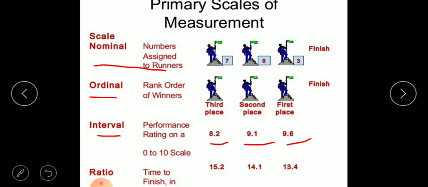And lastly, the ratio scale. For example, the actual time to finish the race. The race starts with 0 seconds on the stopwatch, and you start the race. The person who finishes first finished the race in 13.4 seconds. Then this person finished in 14.1 seconds, and this person finished in 15.2 seconds. So this has an absolute zero. We know where the zero was and what the actual values are. So these are the various scales.